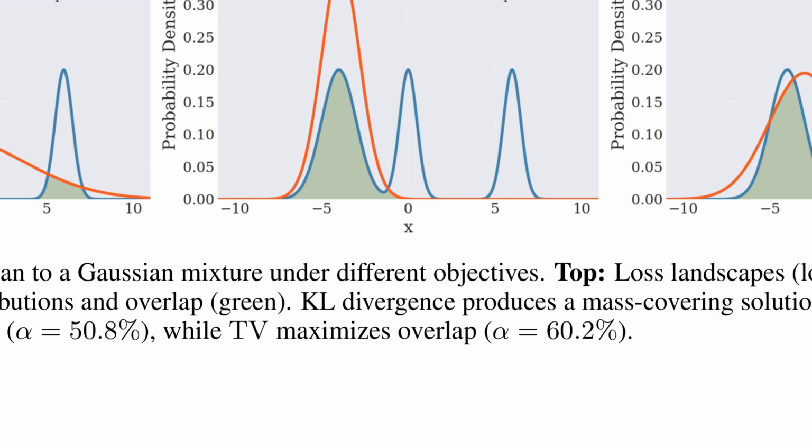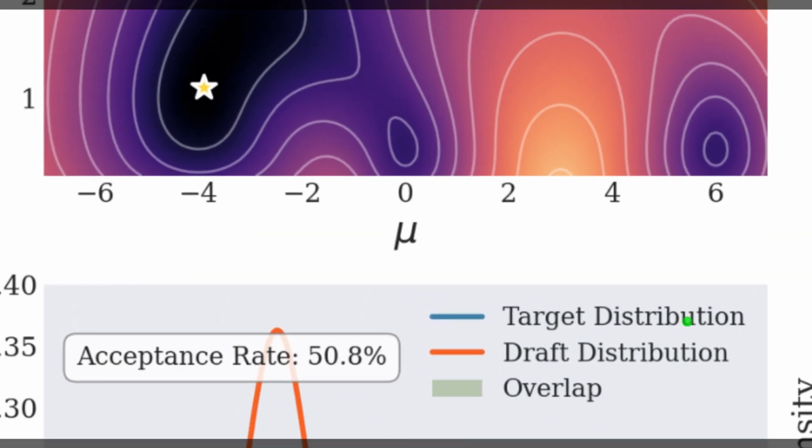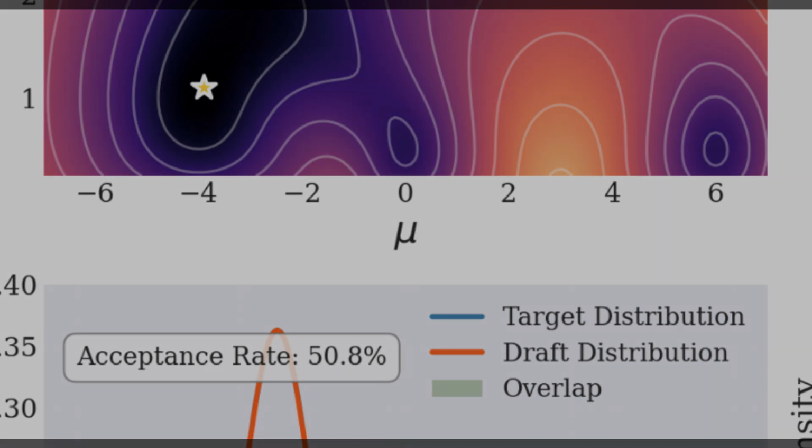Well, Figure 2 illustrates why standard objectives fail for small models. It compares how different loss functions fit a simple orange draft curve to a complex target distribution. On the left, minimizing KL divergence forces the model to spread out thinly, resulting in poor overlap and only 50% acceptance. In contrast, the rightmost column shows the total variation objective. This approach prioritizes the actual green overlap area, finding a solution that maximizes acceptance to over 60%.